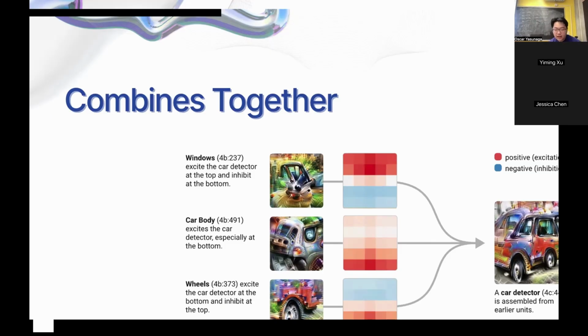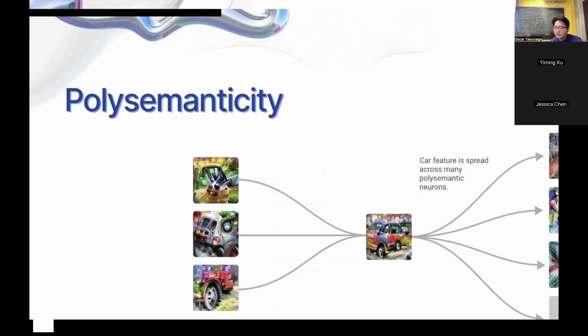This usually happens within middle layers, since you want to construct this detector. But after you create this detector, you still want to propagate this information to the final layers, right? And in order for it to propagate to the final layers, this car detection feature gets spread across multiple neurons.